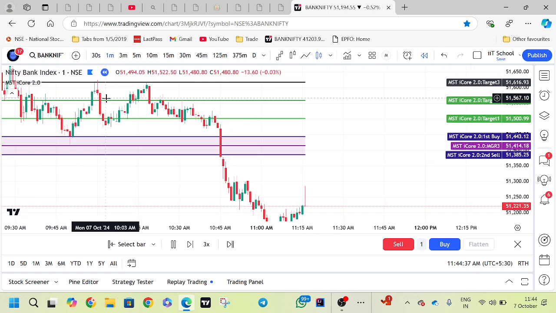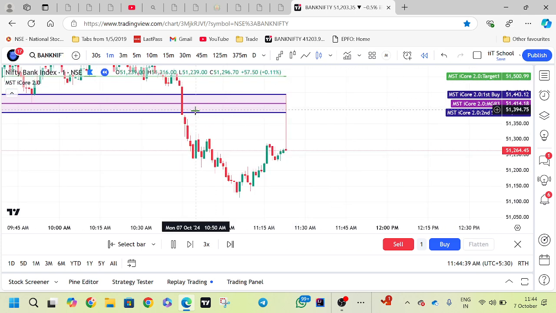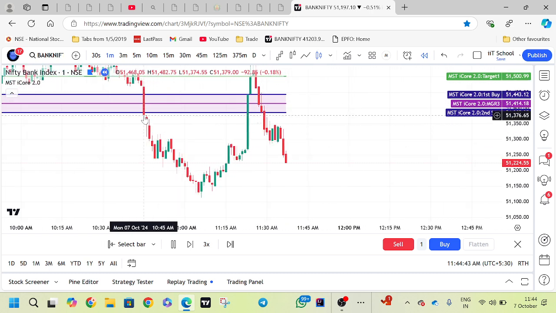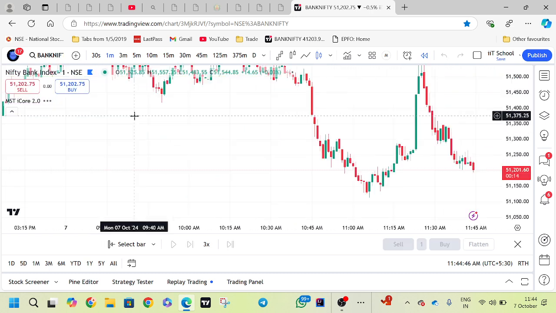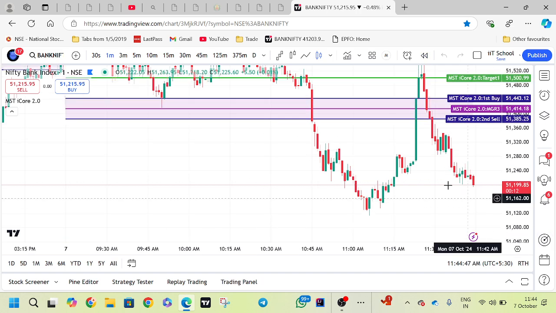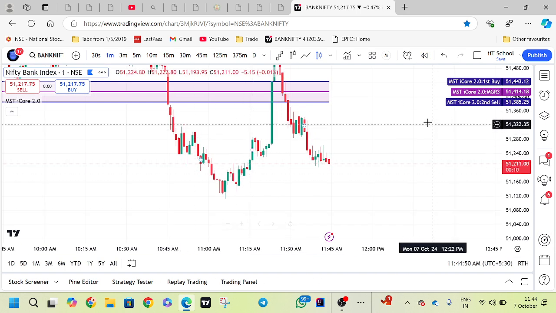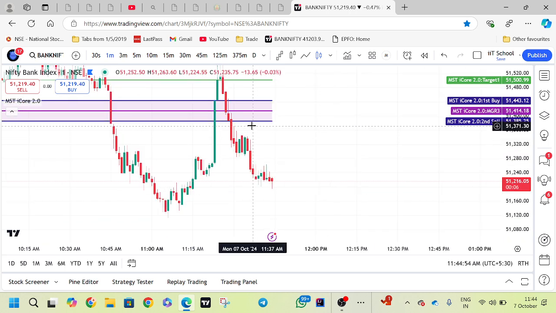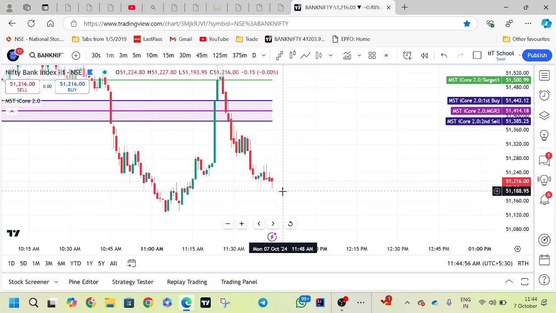See here, both sides we got the target. First buy activated, targets hit. Once again, this is the big Bahubali candle. We will not be taking the entry immediately, so we are waiting to break this level. Now second sell activated and all the targets hit. Once again buy activated, 2 targets hit. Once again sell activated, all the targets hit.